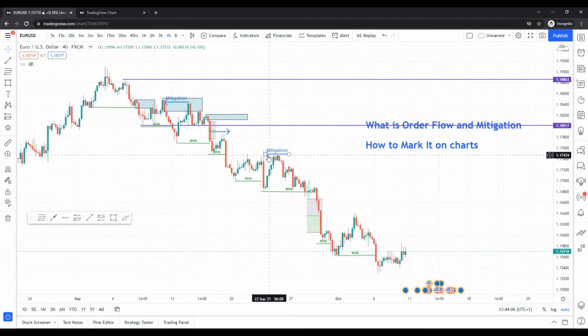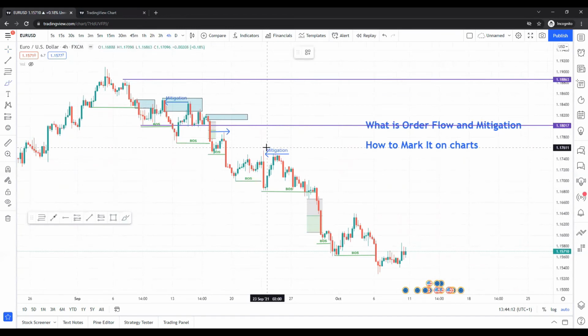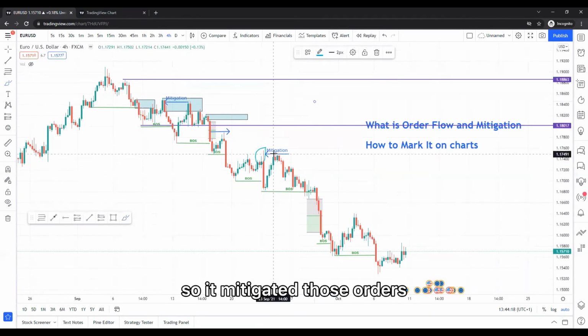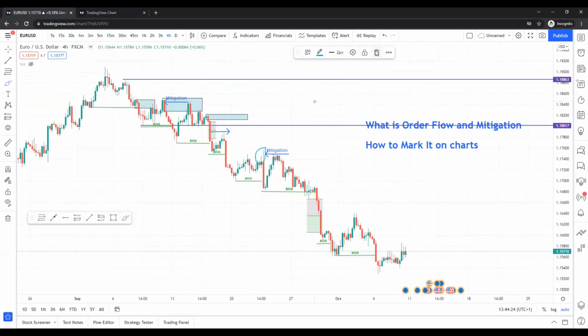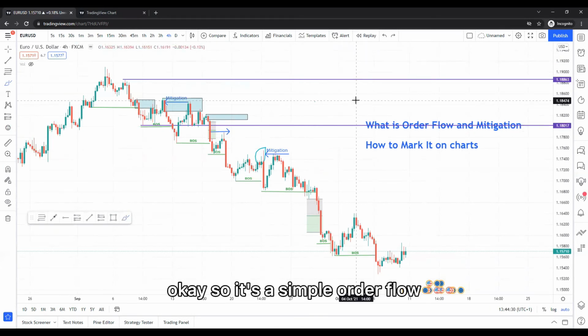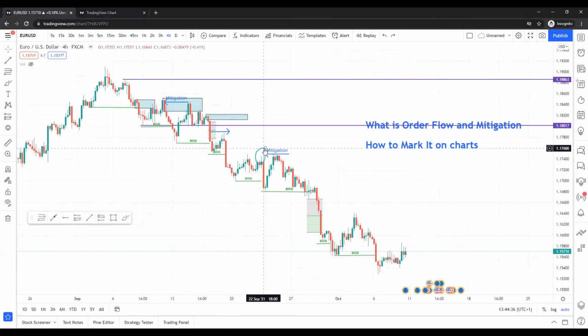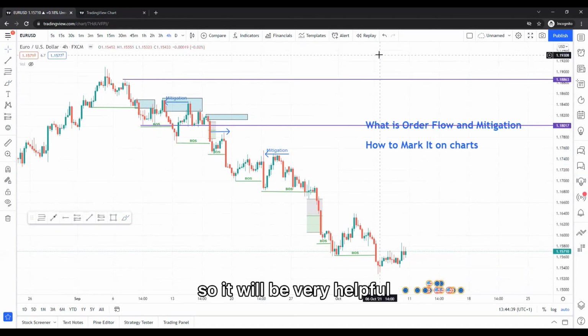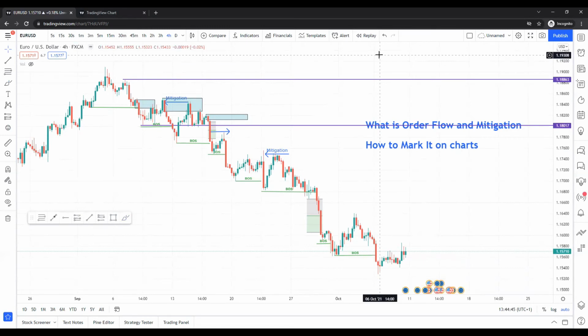This break of structure happened here, and this week you see here, and this week, it has an order block here, right? So it mitigated those orders again from a new break of structure. So this is the way you follow it. Okay, follow the order flow, and that is nothing but the order flow. Okay, so it's a simple order flow. Nothing but mitigations of the orders, right? So it will be very helpful while taking entries on the lower time frame, right?